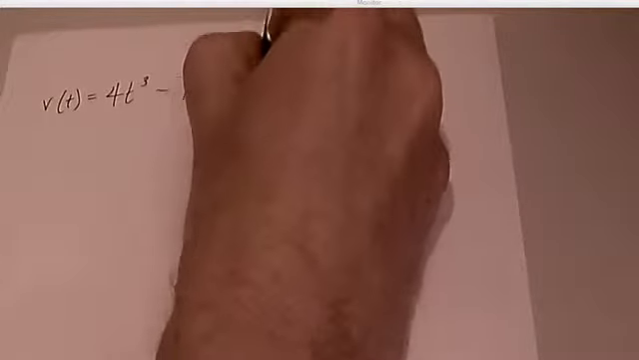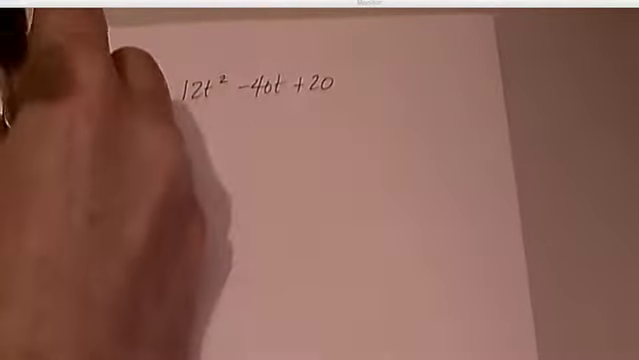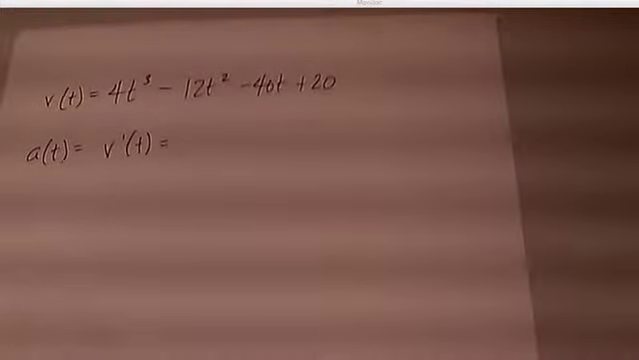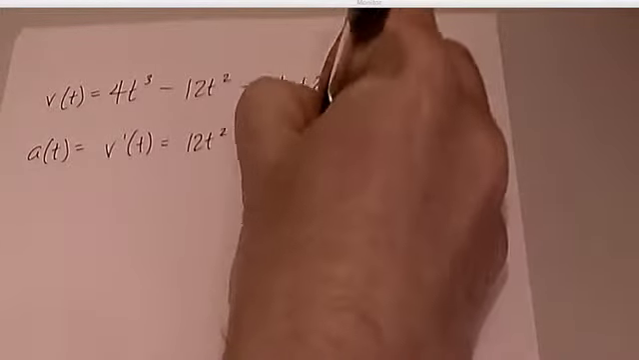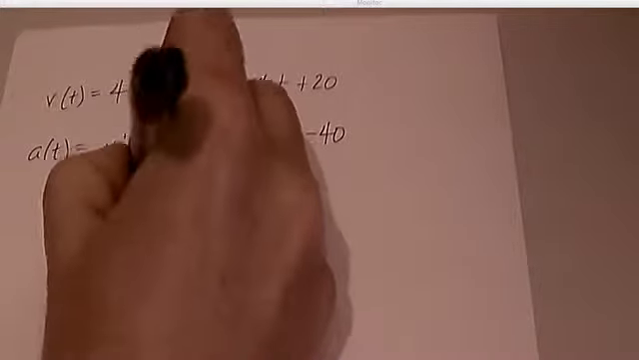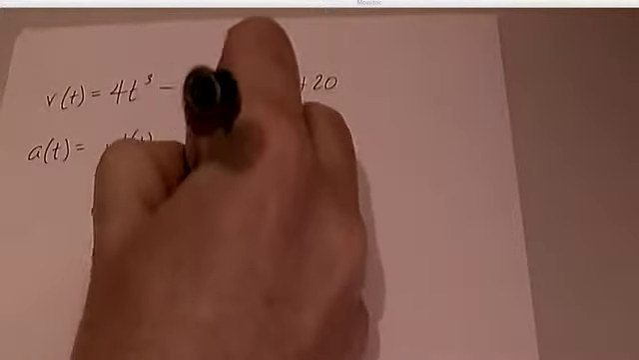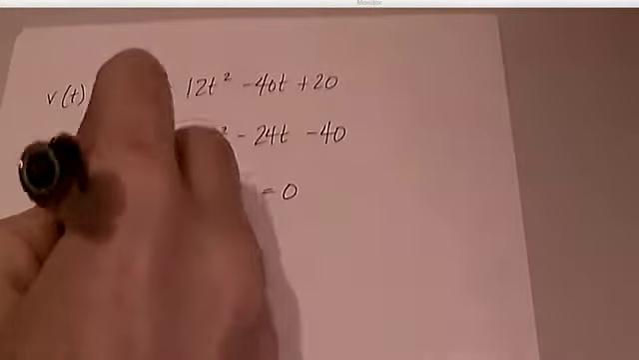Now, in part B, it says, at what time is the acceleration 0? Well, if the velocity function, sorry, I have to change sheets of paper, if the velocity function is 4t cubed minus 12t squared minus 40t plus 20, then the acceleration function, which we should know is the derivative of velocity, is 12t squared minus 24t minus 40. And it's asking, when is the acceleration 0? Well, that again is an output-based question.